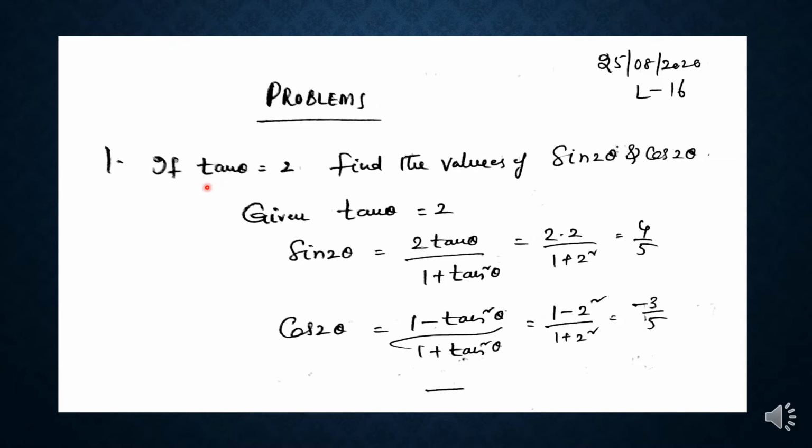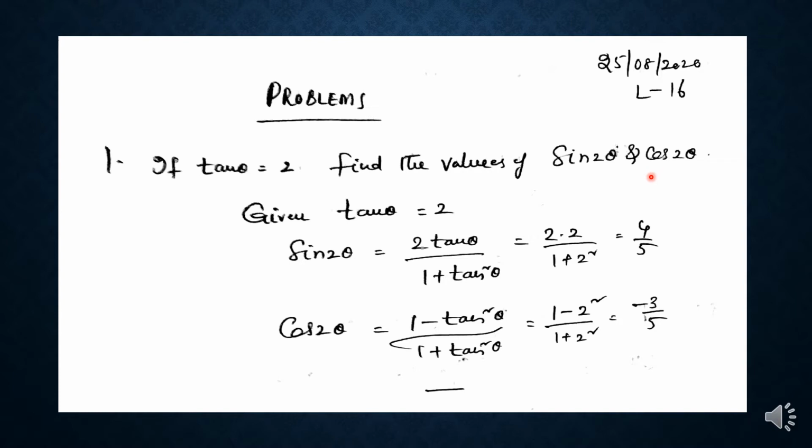So here we have given the value of tan theta, so we can apply that formula. Sin 2 theta is equal to 2 tan theta by 1 plus tan square theta. By substituting tan theta is equal to 2, we will get 2 into 2 divided by 1 plus 2 square, that is 4 by 1 plus 4, that is 5. 4 by 5. Sin 2 theta is 4 by 5. Similarly, we want to find cos 2 theta.